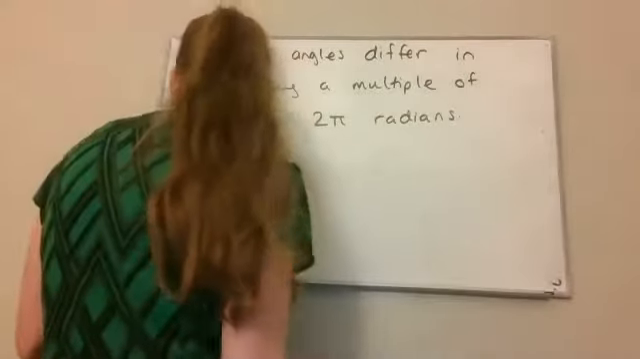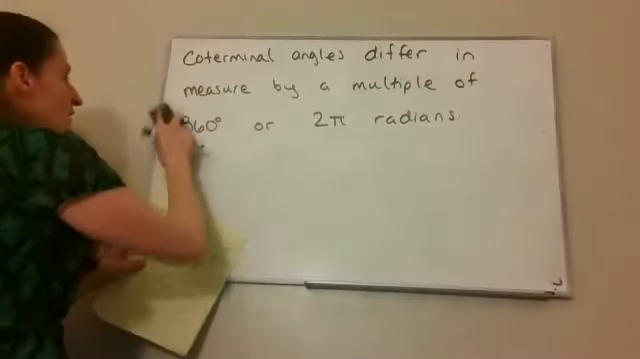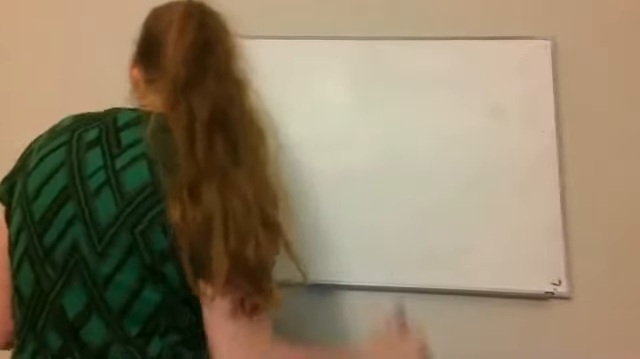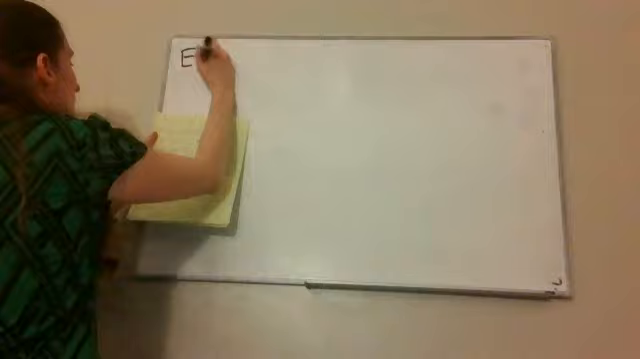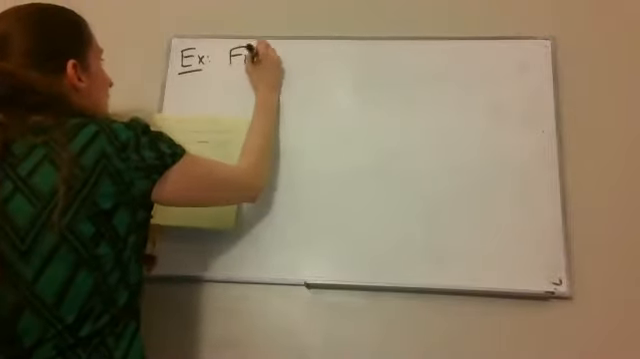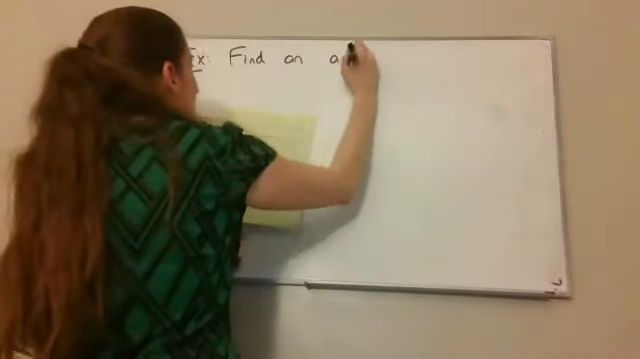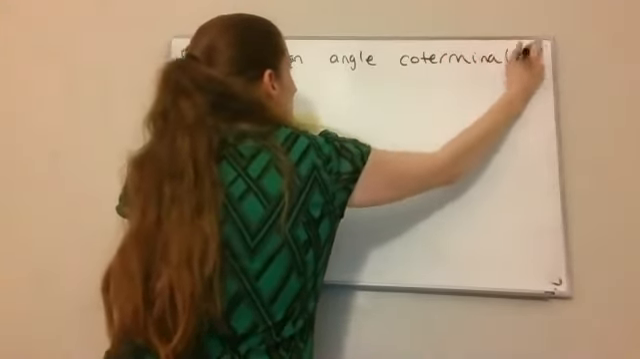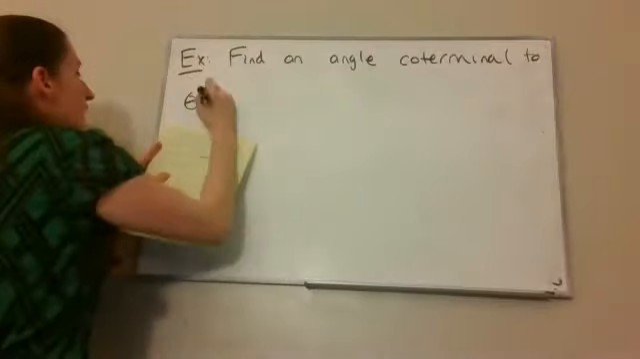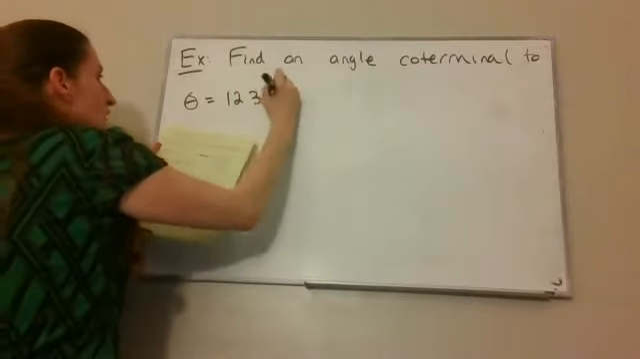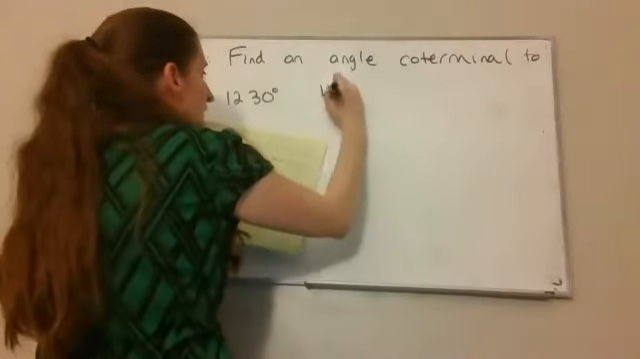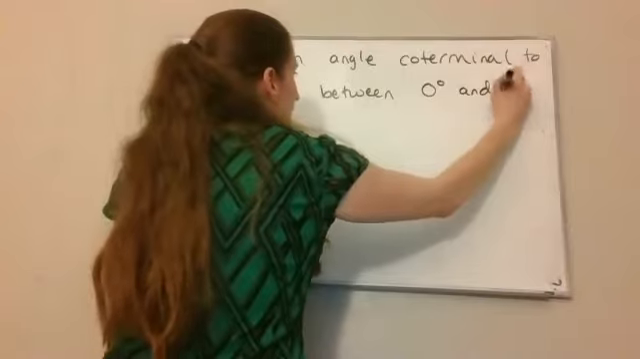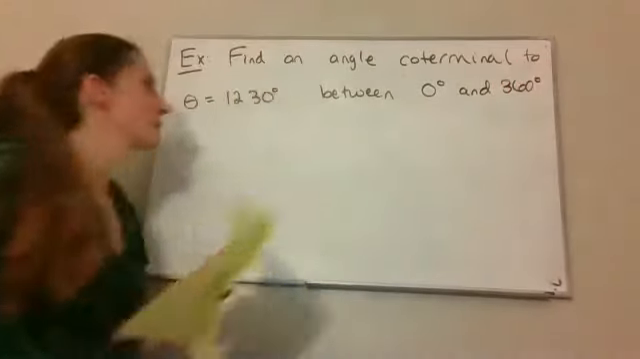So let's start by finding a coterminal angle to a particular angle theta. Find an angle coterminal to theta equals 1,230 degrees between 0 degrees and 360 degrees.